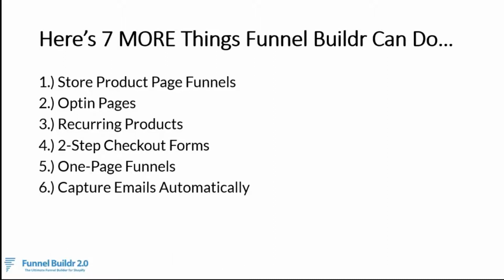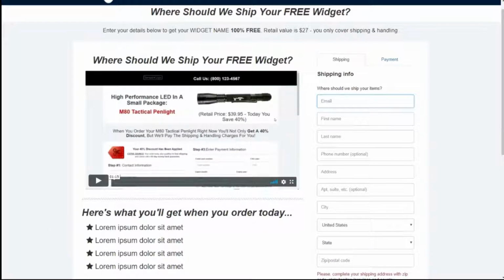Number 6 is the ability to capture emails automatically. Now, what does that mean? Typically on Shopify, what has to happen is they would have to enter their email address and then click the button to continue. Not with Funnel Builder.